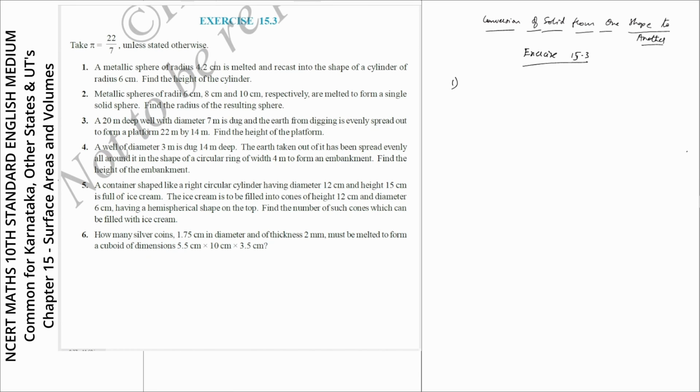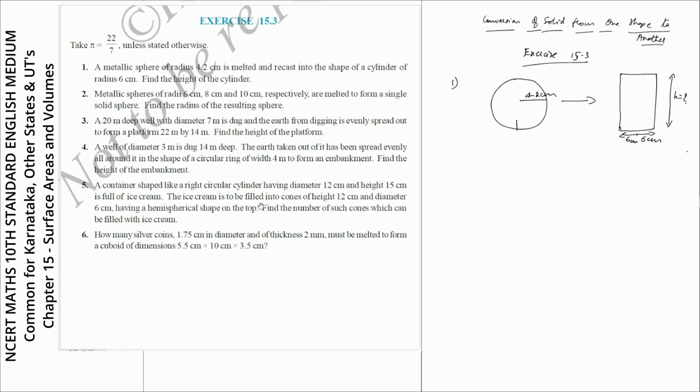Exercise 15.3, question number 1. A metallic sphere of radius 4.2 cm is melted and recast into the shape of a cylinder of radius 6 cm. Find the height of the cylinder. So there is a sphere of radius 4.2 cm. This is recast into a cylinder of radius 6 cm. So the radius is 6 cm. Now I should find what the height is.